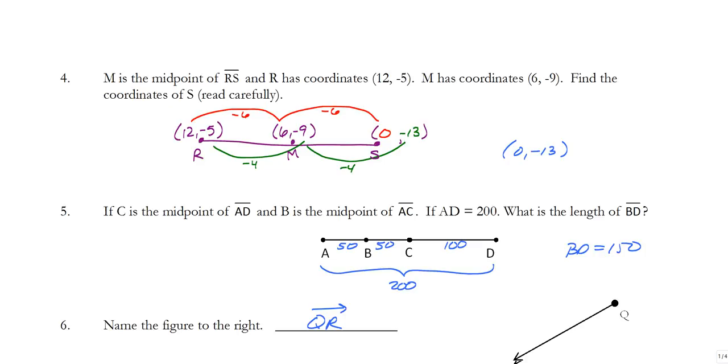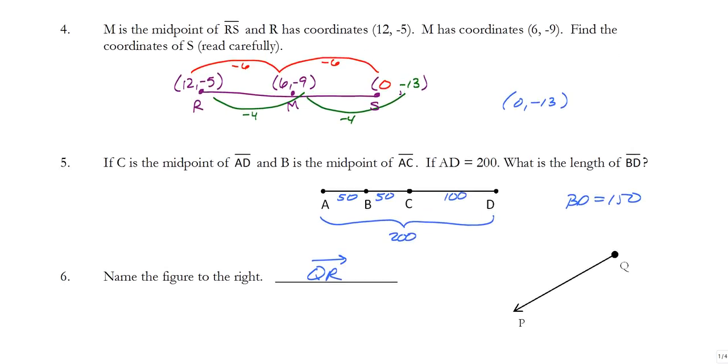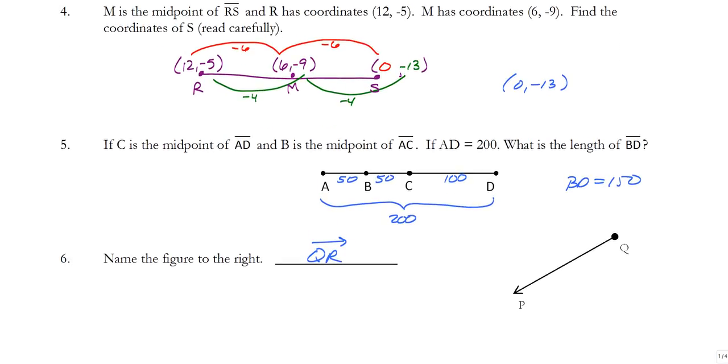Number 5 is an example of a double midpoint. So if we were to take AD, which is 200 units long, and cut it in half, at C we're at 100 and 100. But then we took AC and cut that in half one more time, which would give you AB and BC of 50. And as you can see, 50 plus 50 is 100, and 100 plus 100 is 200, so that all works out. But it said, what is the length from B to D? And that would be 50 plus 100, so you would have 150.